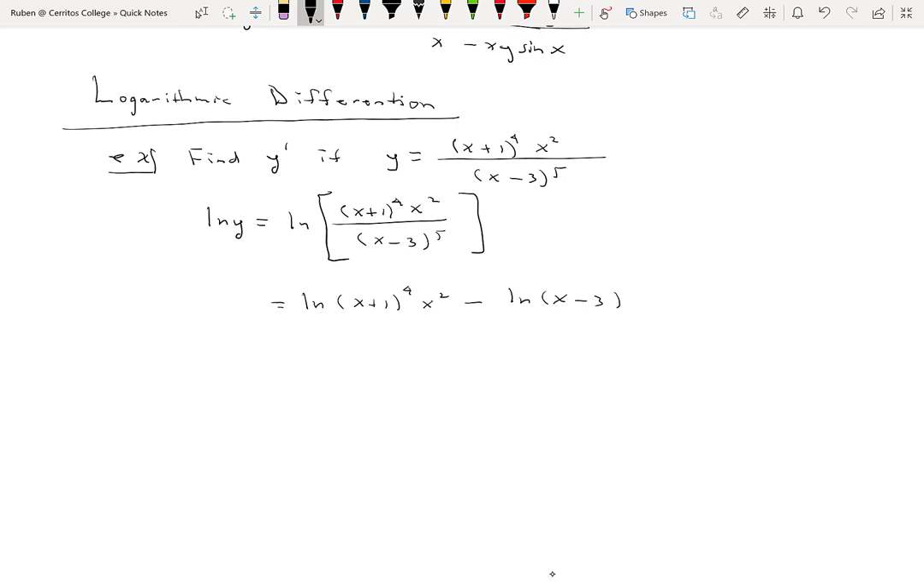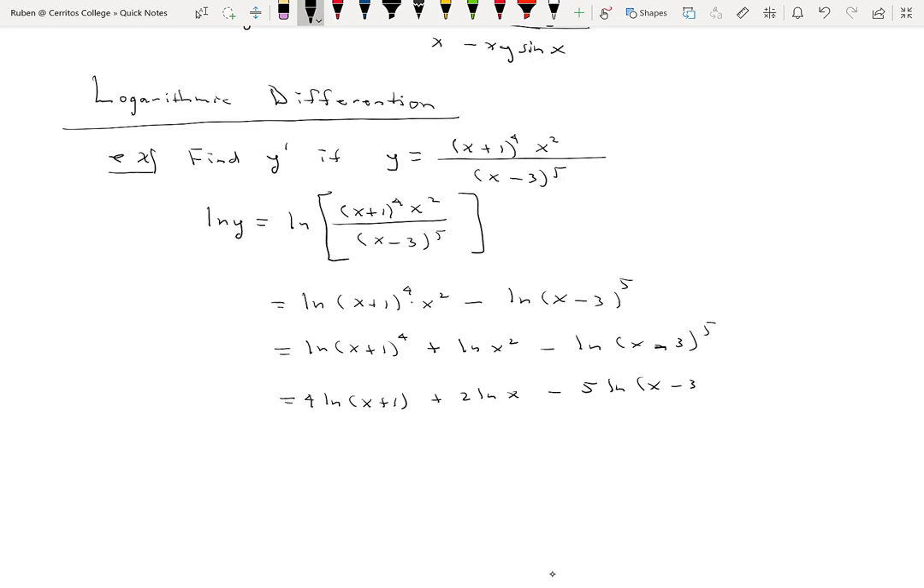But there's more. I can take the first term, the logarithm of the product, and use the first property that turns products into sums of logarithms. It was log of x plus 1 to the 4th plus log of x squared, minus the natural log of x minus 3 to the 5th. And I can do one more thing. The third property turns all those exponents into coefficients. I haven't done any calculus yet. The 4 comes down, the 2 comes down, the 5 comes down.